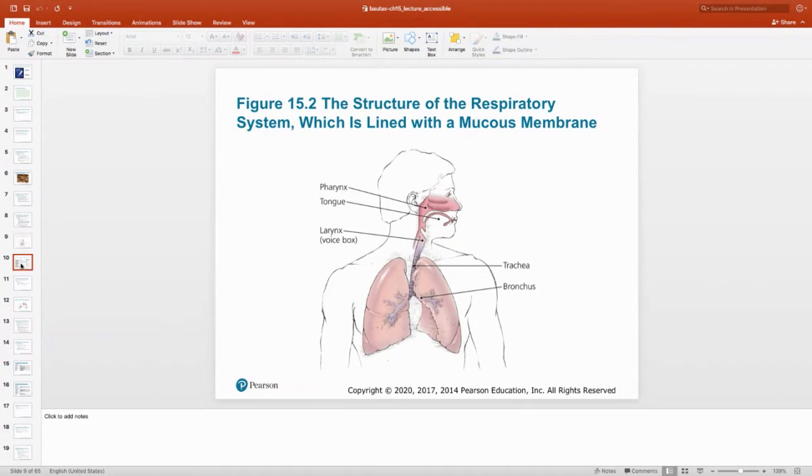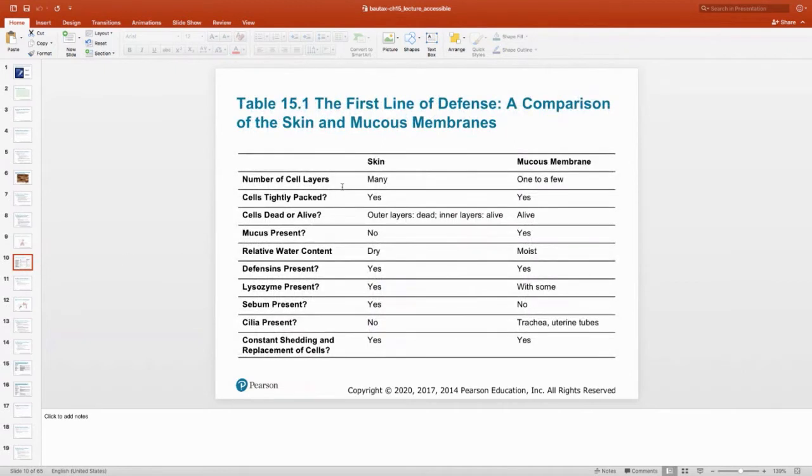And so if we look at a comparison here, we can look at the skin and then mucous membranes. And the number of layers, are they tightly packed? This is interesting because the skin is many layers, some are dead, some are alive, whereas the mucous membranes are all alive. Mucus is only in the mucous membranes, and it's very moist, wet, and things called defenses, lysozymes, sebum, these are chemicals and enzymes that help ward off infection.